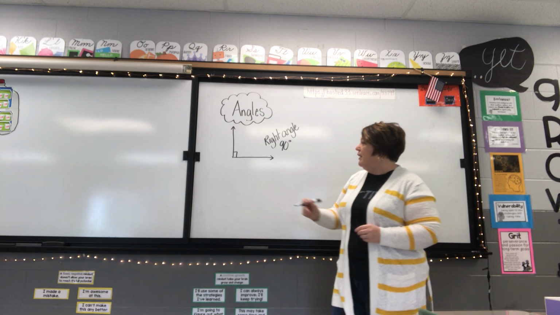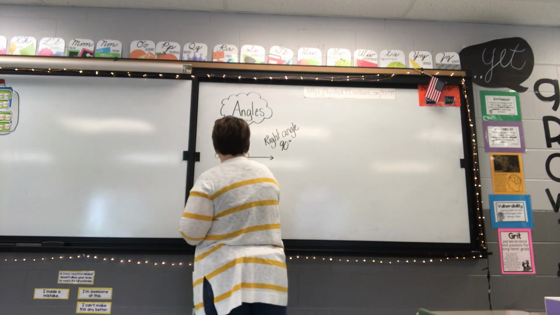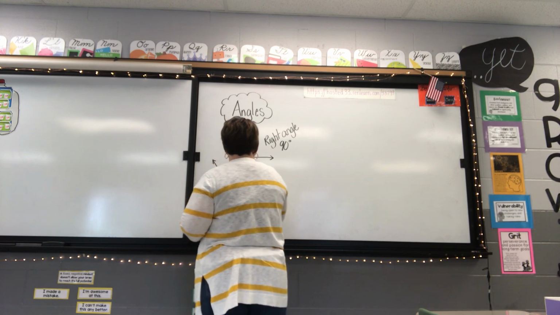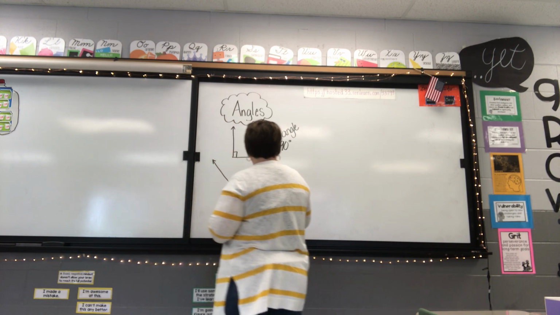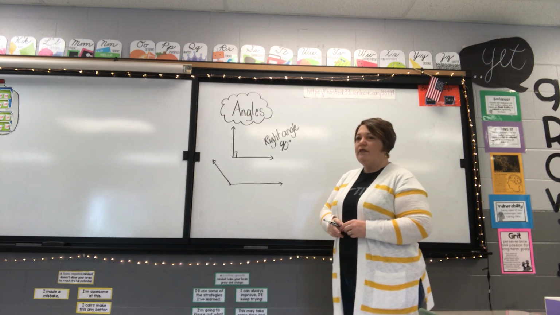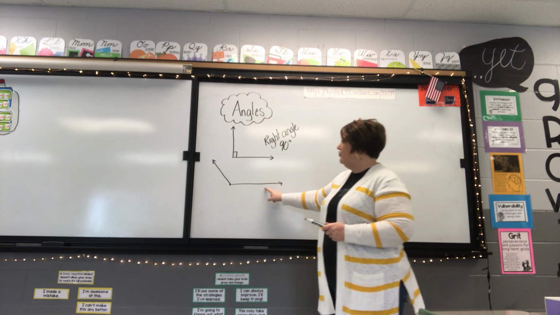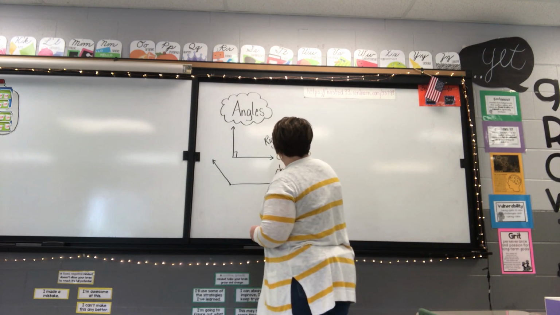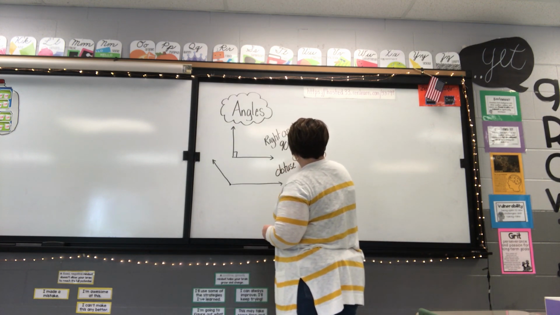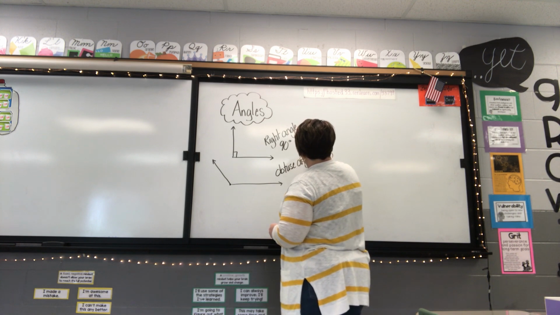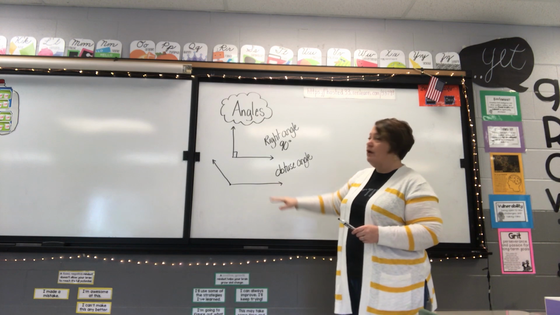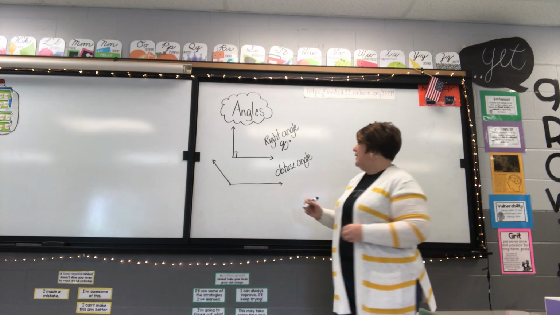The second one, still made up of two rays, is called an obtuse angle. It's a funny name. An obtuse angle, if you can't tell here, is greater than 90 degrees.